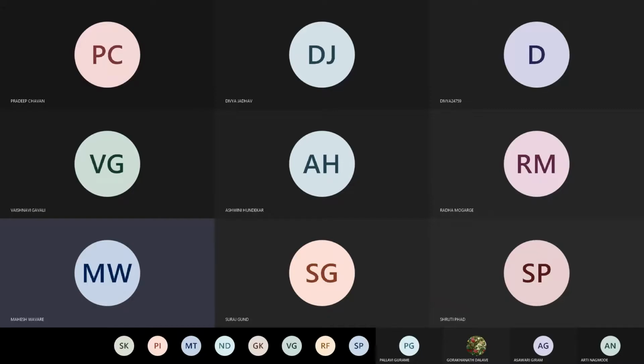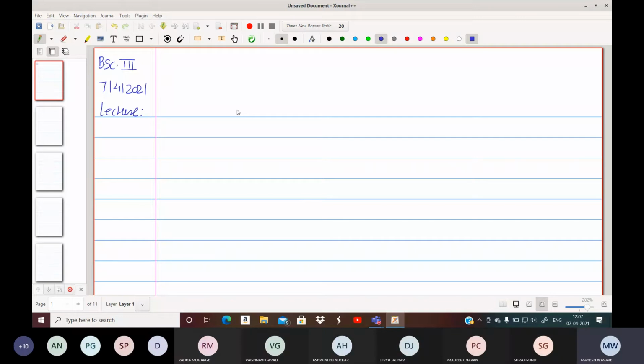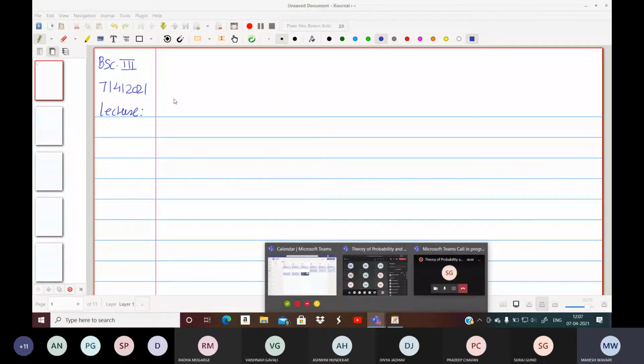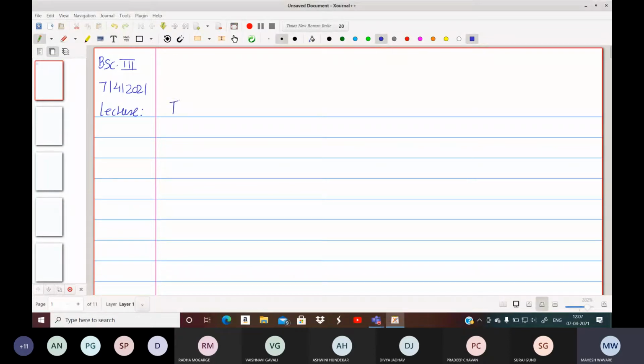Today we will start with the joint density function for continuous random variables x and y. The function f of x comma y is a joint density function.